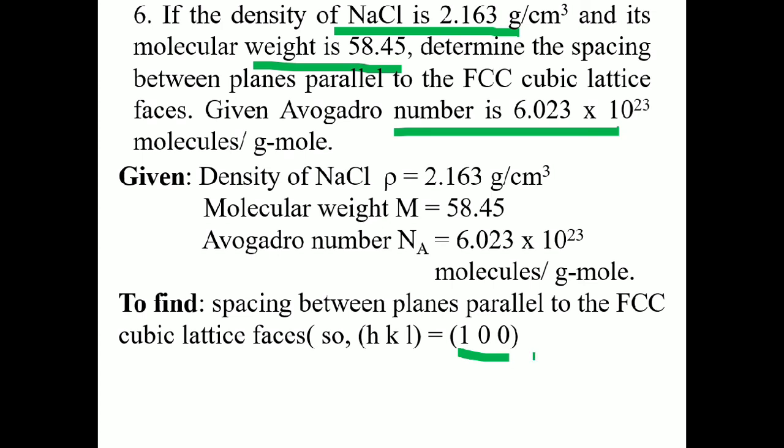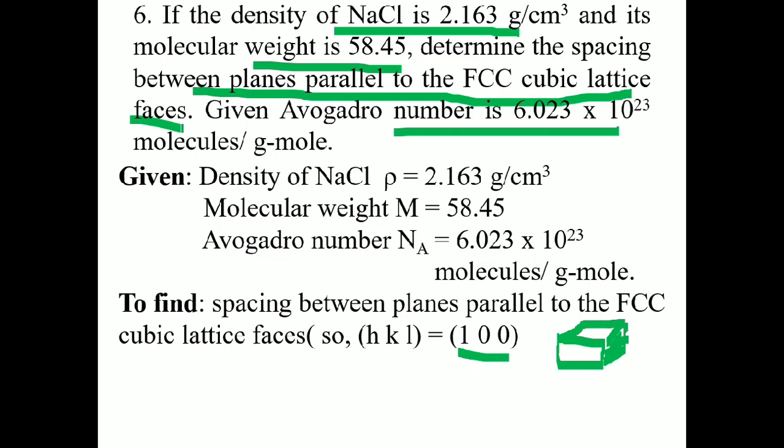So a face of a cube is represented with this particular HKL value. If you think this is one cube, this face will be represented with 100, and therefore HKL values can be taken, although it is not mentioned directly. From the idea that they have mentioned, for example, determine the spacing between planes parallel to FCC cubic lattice face, this is the hint given in order to identify that HKL is 100.